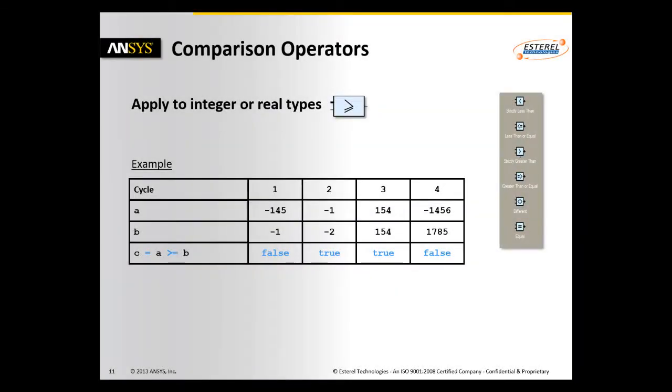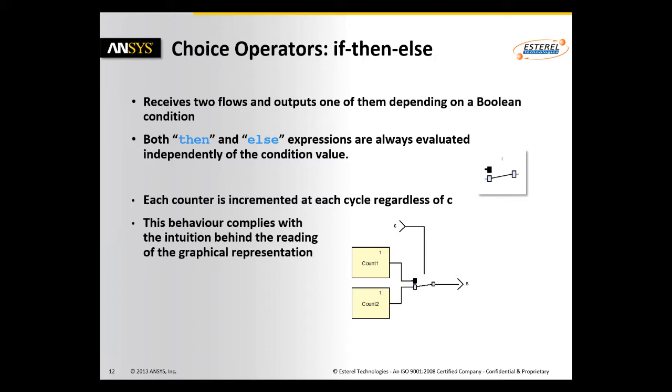Comparison operators can compare 2 numerical values of the same type and return a boolean. The if-then-else operator selects one of the incoming flows and routes it to its output. If the flow coming from the top is true, the first pin will be selected. Otherwise, the second pin is selected.